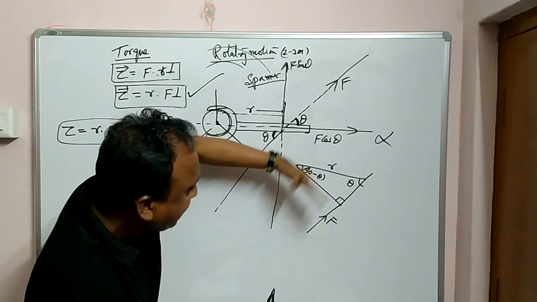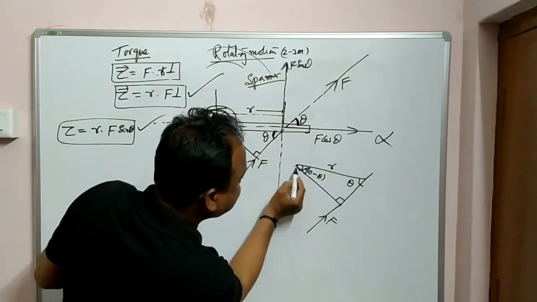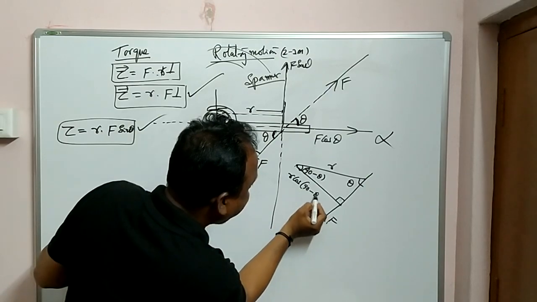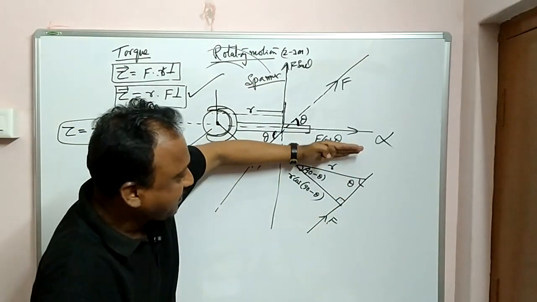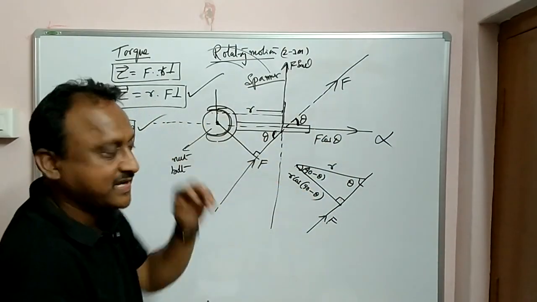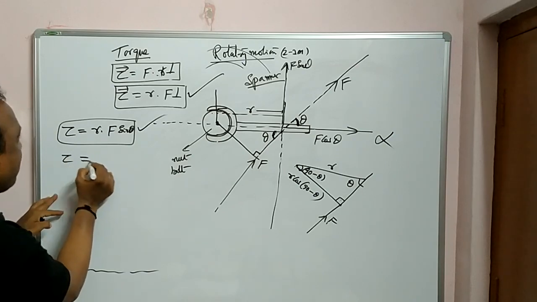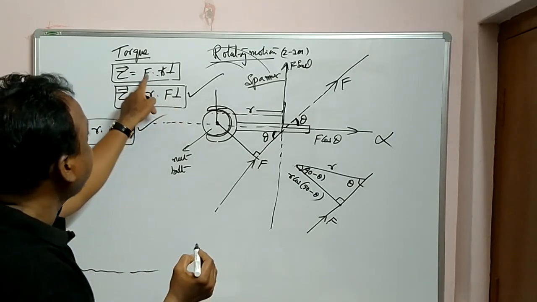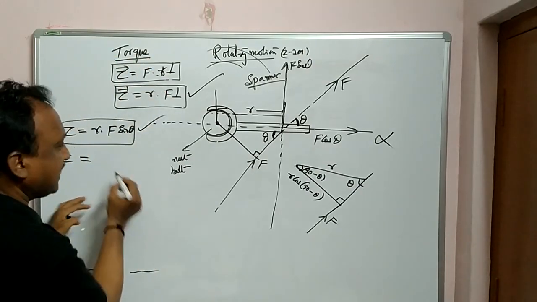Then what will this side be? What is the side? R. What will this side be? Perpendicular distance. R cos(90 minus theta). What will this distance be? Adjacent by hypotenuse. What does R cos(90 minus theta) give? Now put it here. Torque can also be expressed as R into force perpendicular, and the other is F into perpendicular distance, that is R.